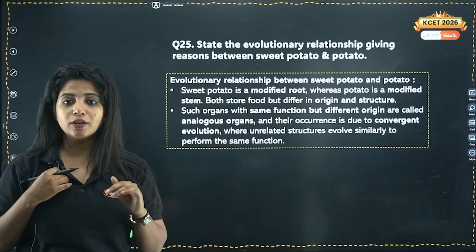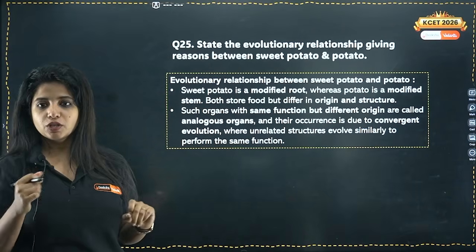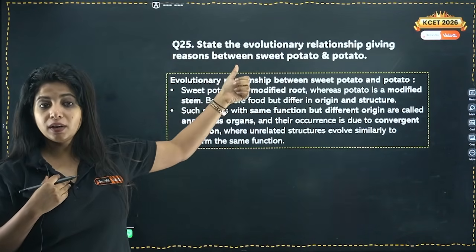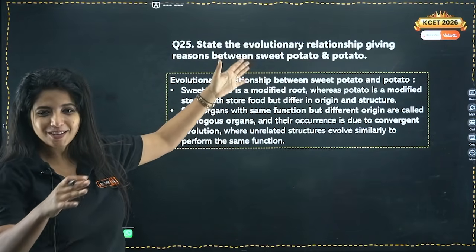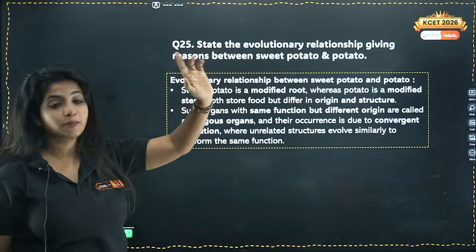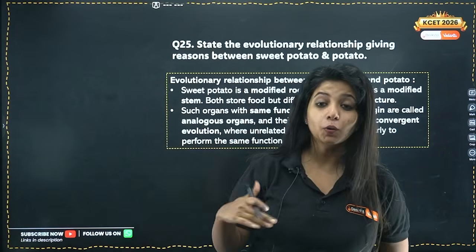Now we have the next question, and that is question number 25. Question number 25, state the evolutionary relationship giving reasons between sweet potato and potato. Or basically state the evolutionary relationship between sweet potato and potato, and please give reasons for it.